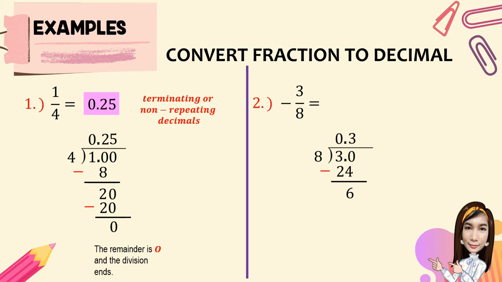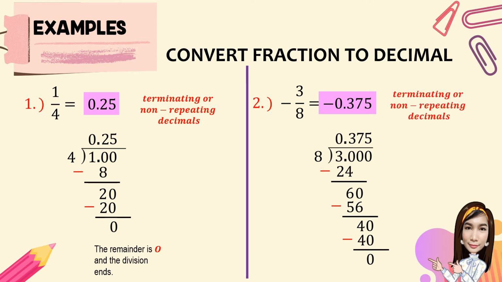6 divided by 8 cannot be, so we add 0, then bring down 0. So we have 60 divided by 8, that is 7. 7 times 8 is 56. Then subtract 60 minus 56 is equal to 4. Then we add 0, bring down 0. Then 40 divided by 8, we have 5. And 5 times 8 is equal to 40. 40 minus 40 is equal to 0. So negative 3 over 8 is equal to negative 0.375 or negative 375 thousandths. That is considered a terminating or non-repeating decimal because the remainder is 0 and the division ends.